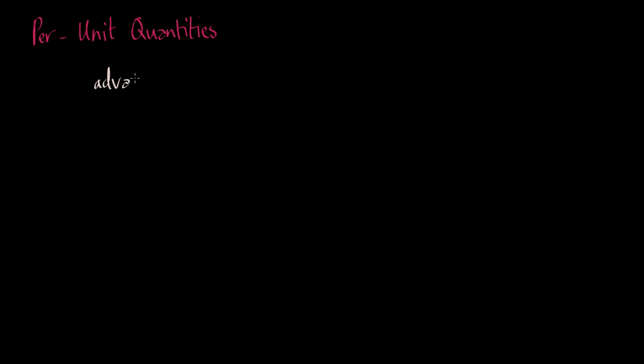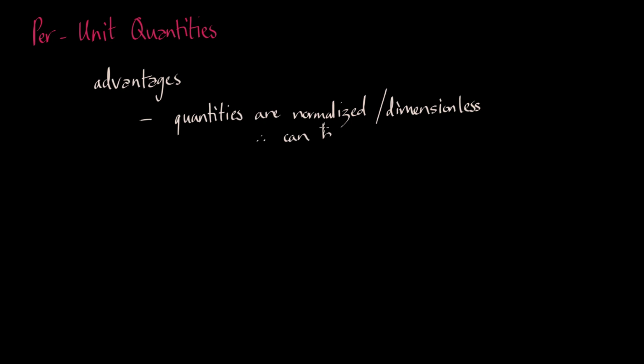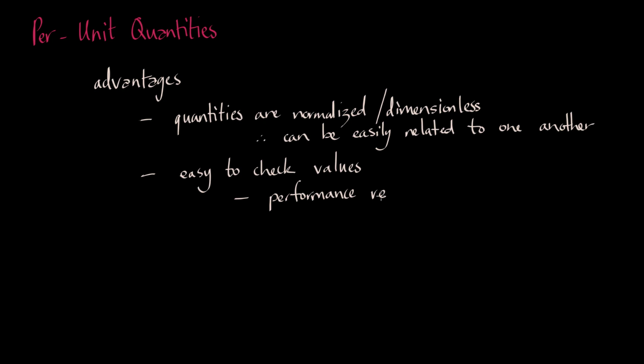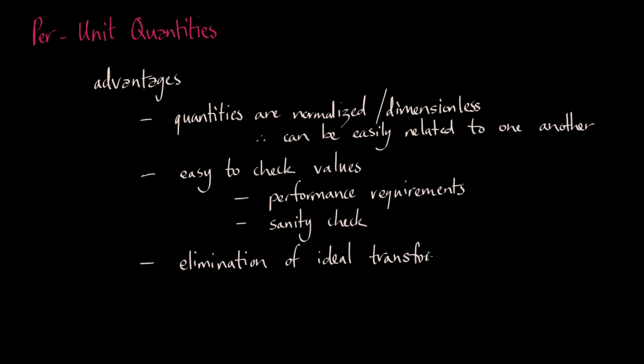There are a couple of key advantages to this way of representing values. Firstly, quantities are normalized or dimensionless, meaning they have no units and can therefore be easily related to one another. Secondly, quantities are easy to check. This helps identify performance requirements, for example voltage ranges and impedance values, because these are normally specified as a percentage of the base value. Also, it facilitates sanity checks for erroneous values, because device parameters tend to fall in relatively fixed ranges. The last advantage is that ideal transformers are eliminated using this methodology. We'll get to that bit later.